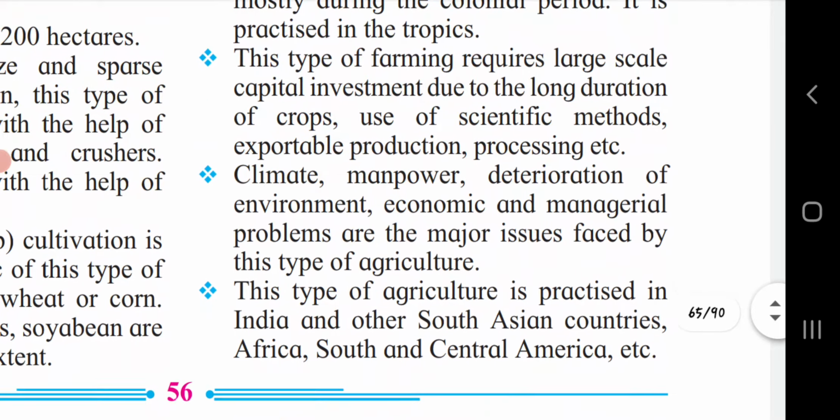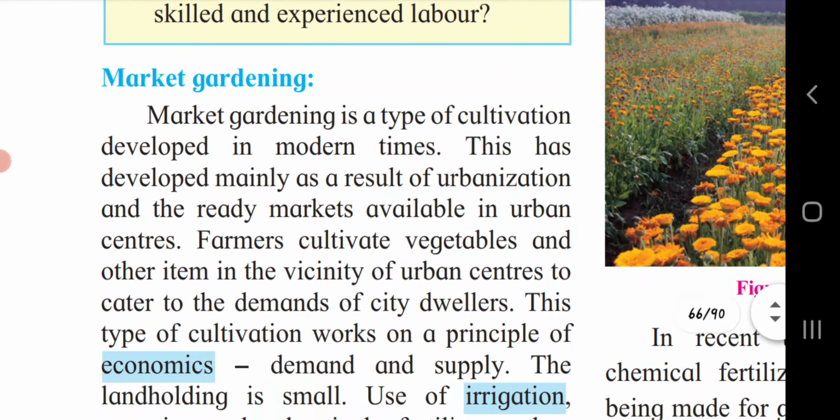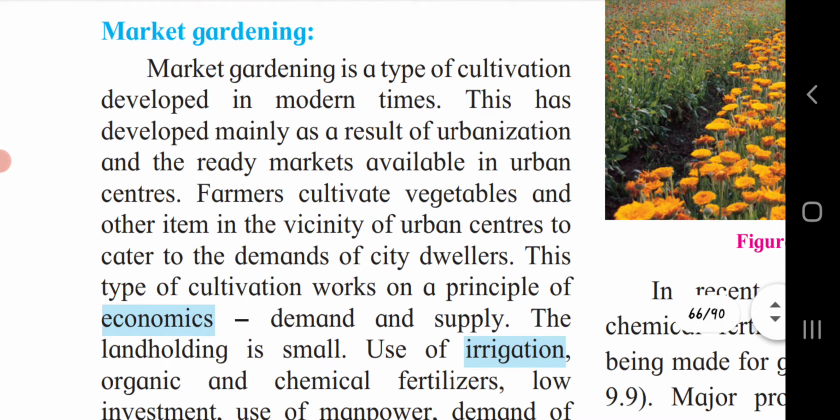The other one is market gardening. This type of farming is majorly seen near modern cities and works on the principles of demand and supply. It caters to the demands of the city dwellers, and its characteristics are use of irrigation, organic and chemical fertilizers, low investment, use of manpower, demands of markets, use of science and technology, etc. As the quality and price of the products is determined by quick and efficient transport network, this type of farming is also known as truck farming.